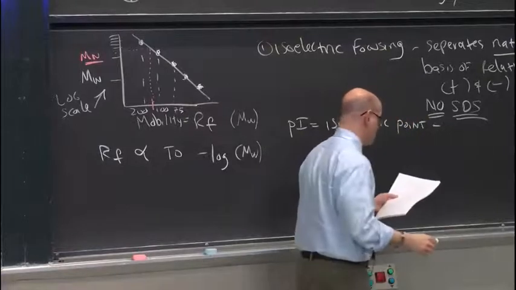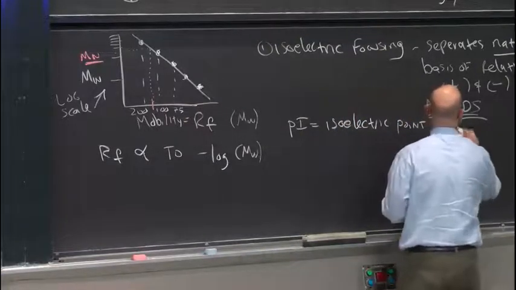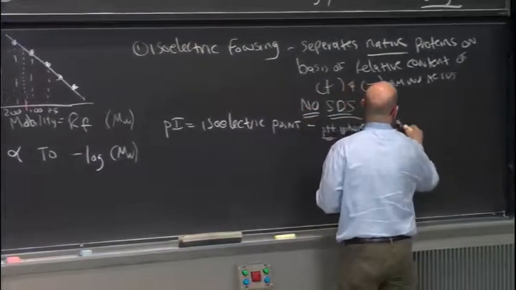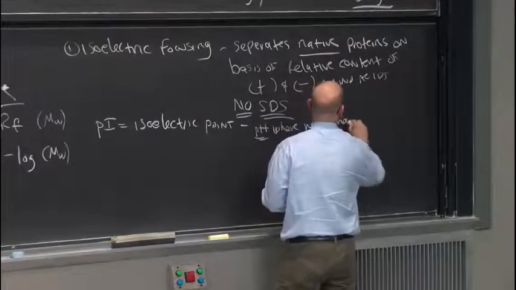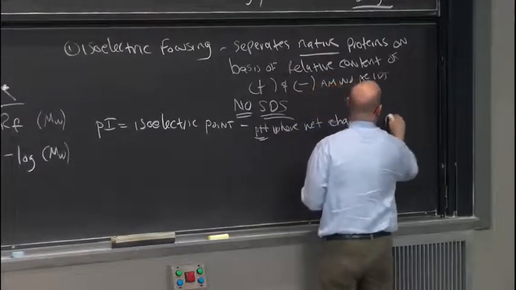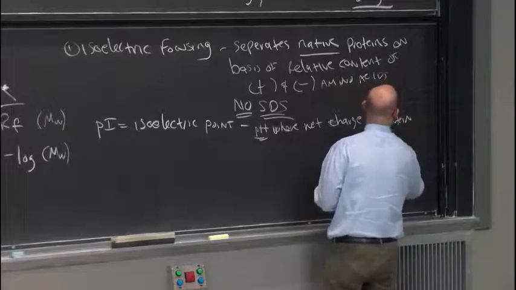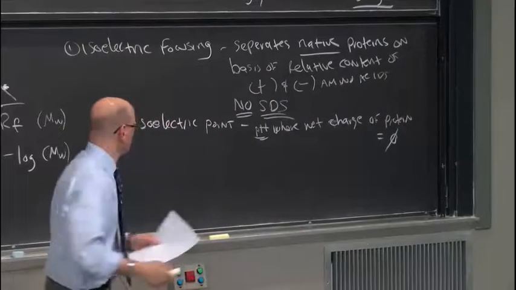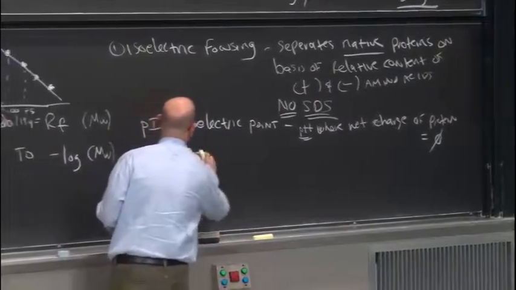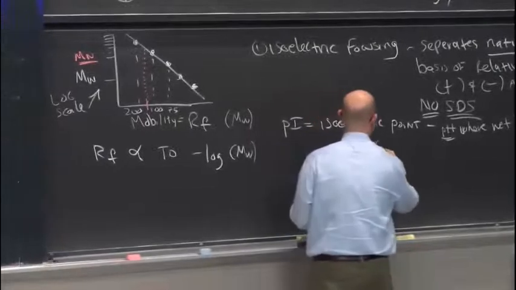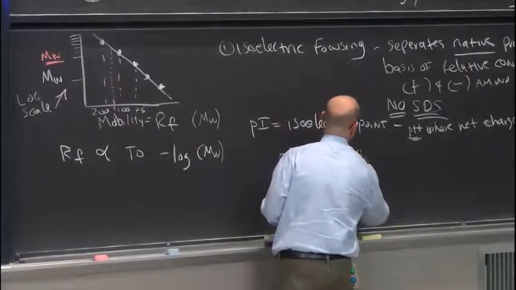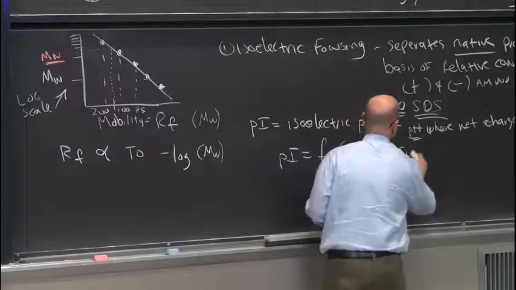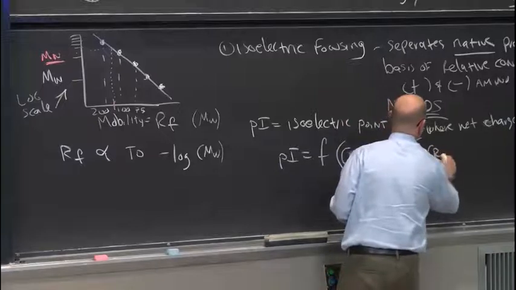And that's the point, right? It's the pH where the net charge of the protein equals 0. Okay? 0, nothing. Remember then that the isoelectric point, the PI, is going to be some function of the relative amounts of aspartate, actually I'll write single letter code, of aspartate, glutamate, histidine, arginine, and lysine.